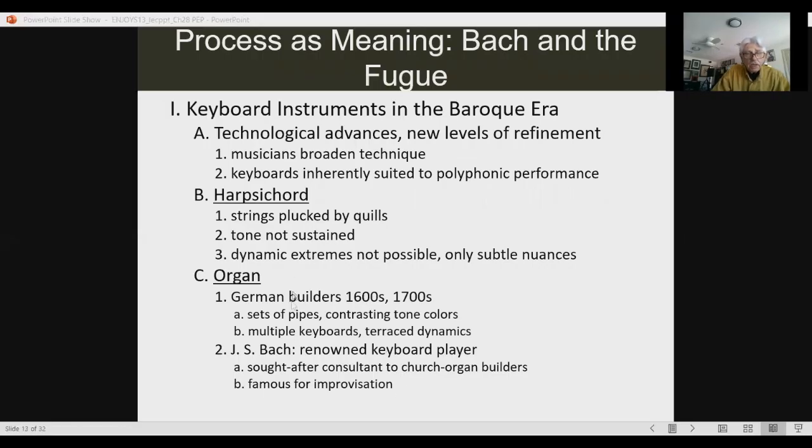So again, the two instruments are the organ and the harpsichord. And the harpsichord, you look at it and say, oh, it looks like a piano, but it's not a piano, because other than the keyboard, the mechanism is completely different. In a harpsichord, when you push a key, it has a hook that grabs the string and plucks it. And then the tone is not very sustained. It dies immediately. So you can't play loud or soft. No matter how hard you push the key, it's the same loudness.